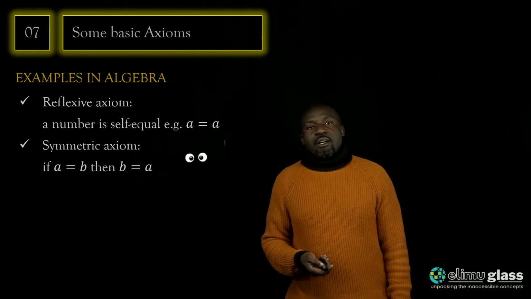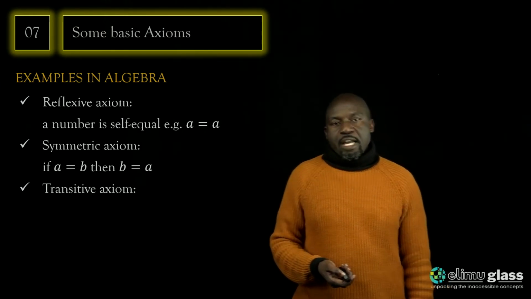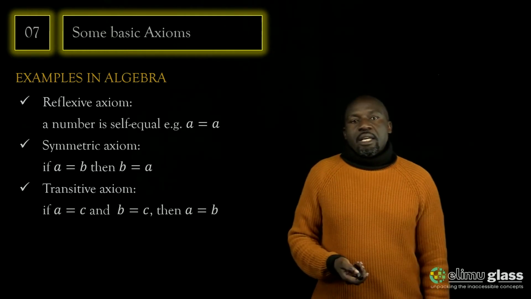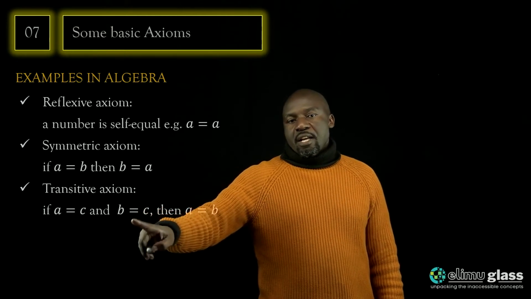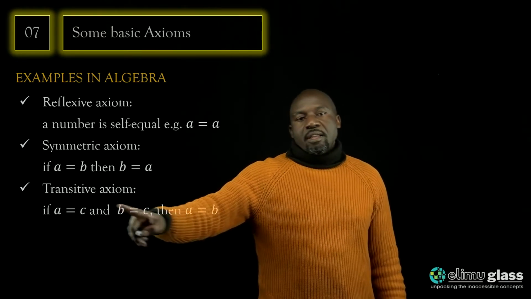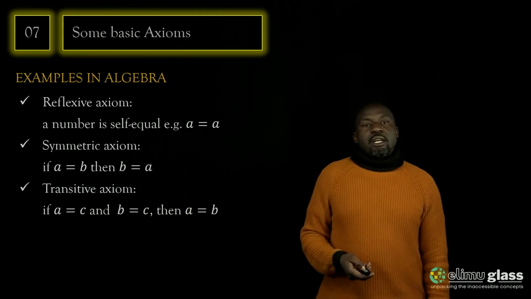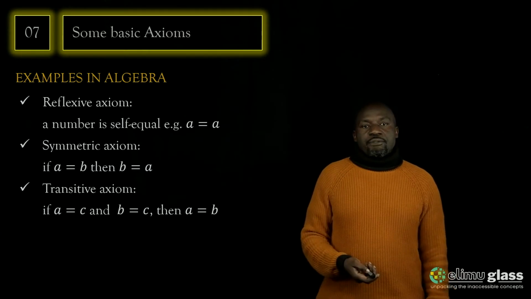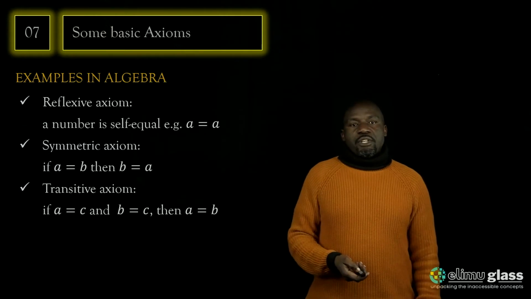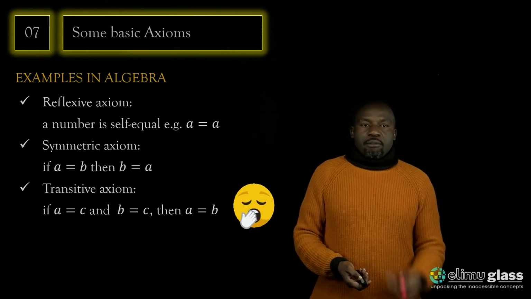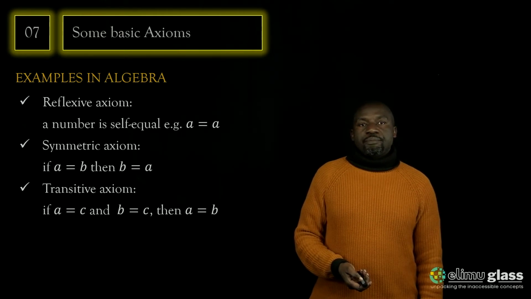Okay? A third one on algebra here is the transitive axiom. Okay? And the transitive axiom states that if a number A is equal to a number C, and a number B is also equal to a number C, then clearly A and B must also be equal to each other, right? Again, clearly that is obvious. Or maybe we just leave it. This is obvious. But let's look at, really boring, let's look at other axioms, say in geometry.